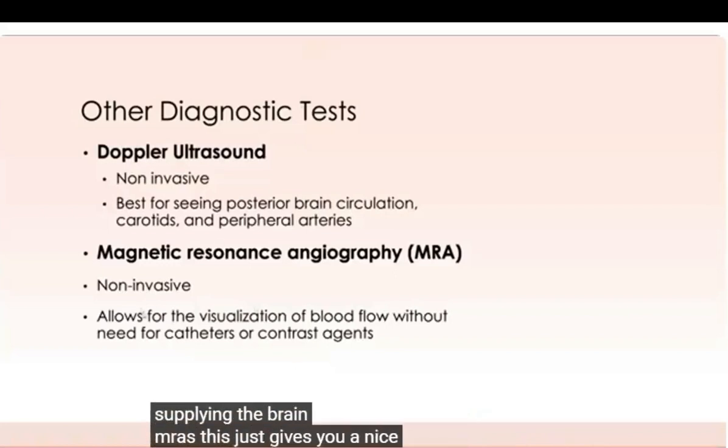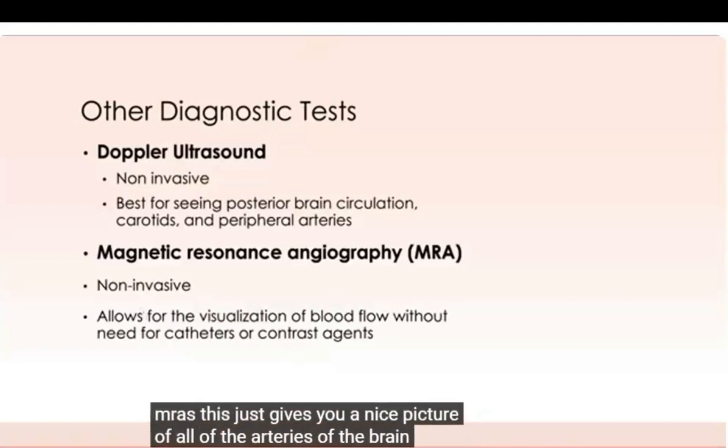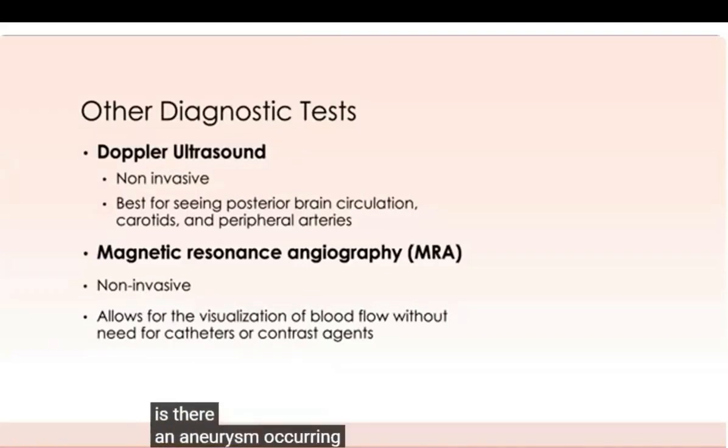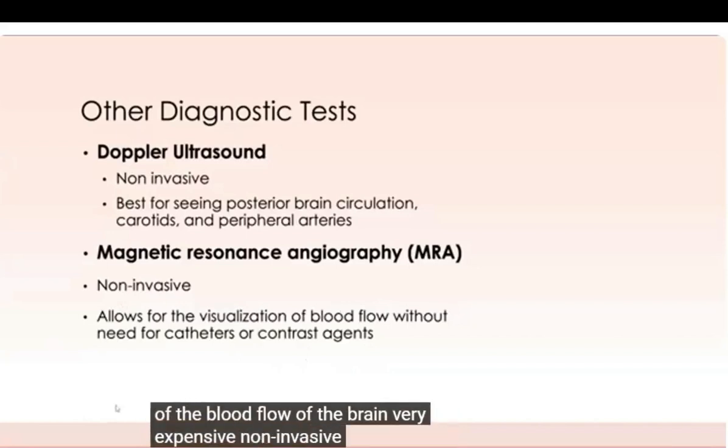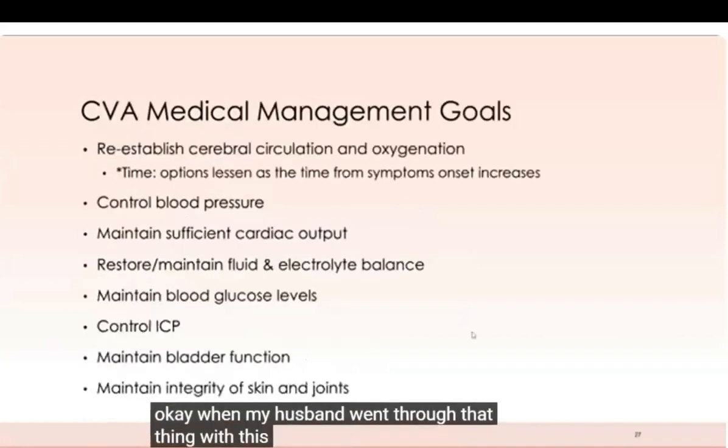MRAs, this just gives you a nice picture of all of the arteries of the brain. So this can help identify, is there an aneurysm occurring? It gives a very nice visual picture of the blood flow of the brain. Very expensive, non-invasive. When my husband went through that thing with his trigeminal nerve, they did an MRA because they had no idea what was happening.